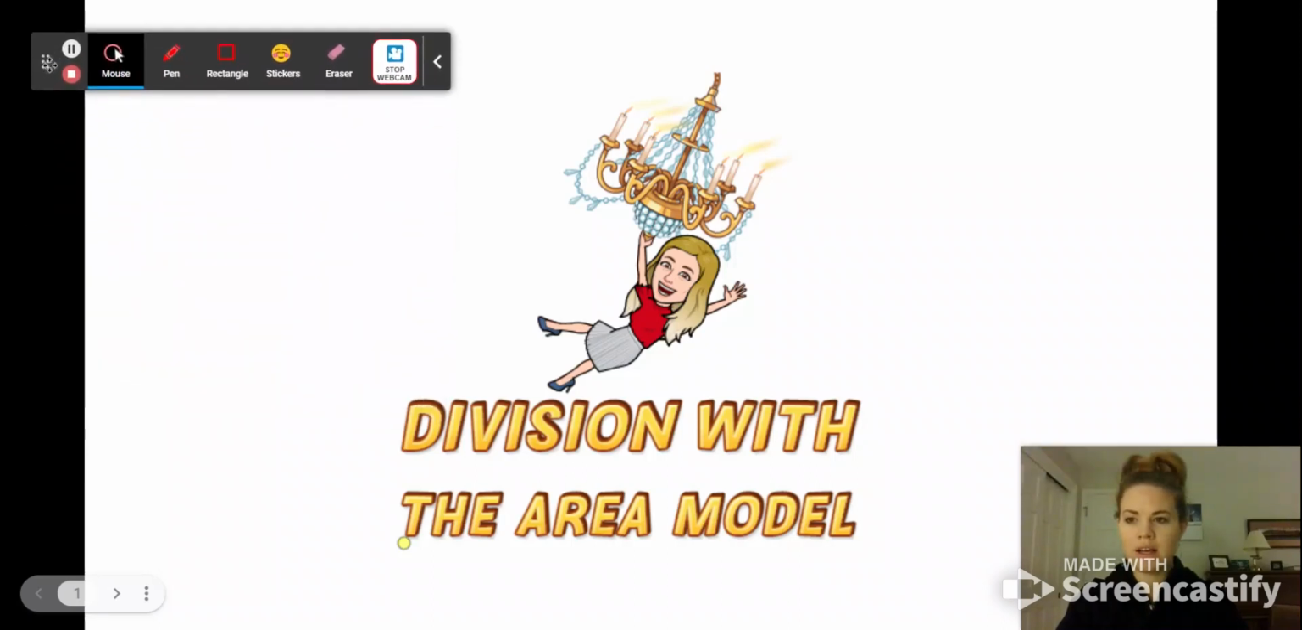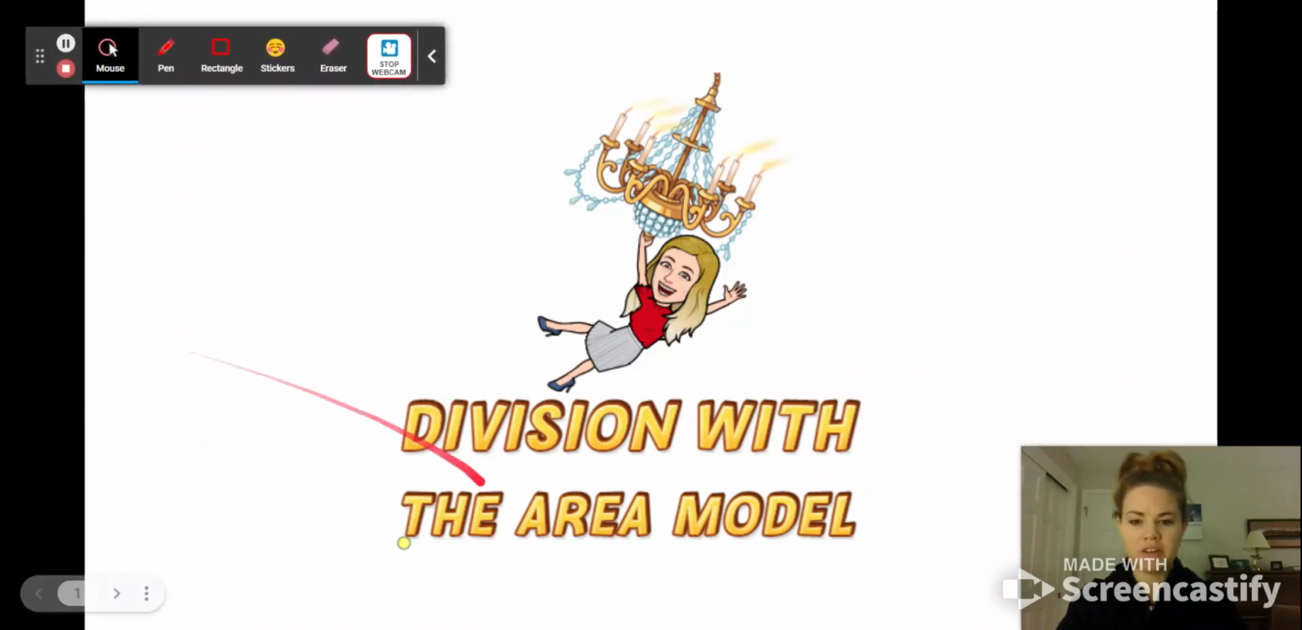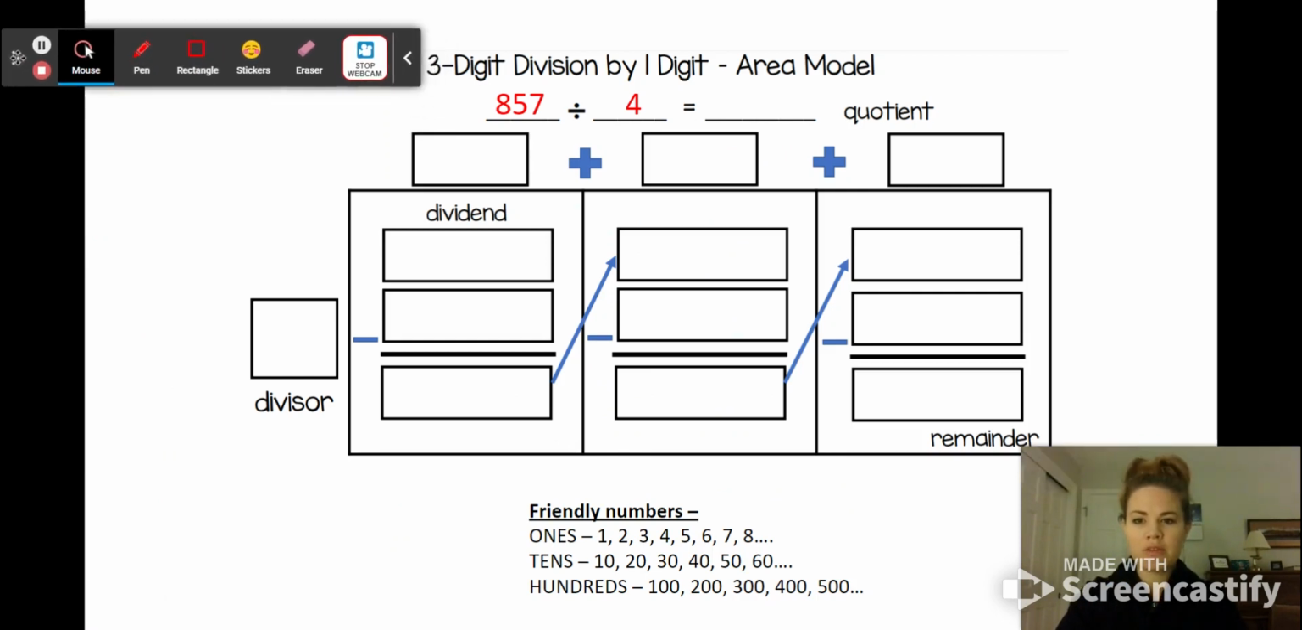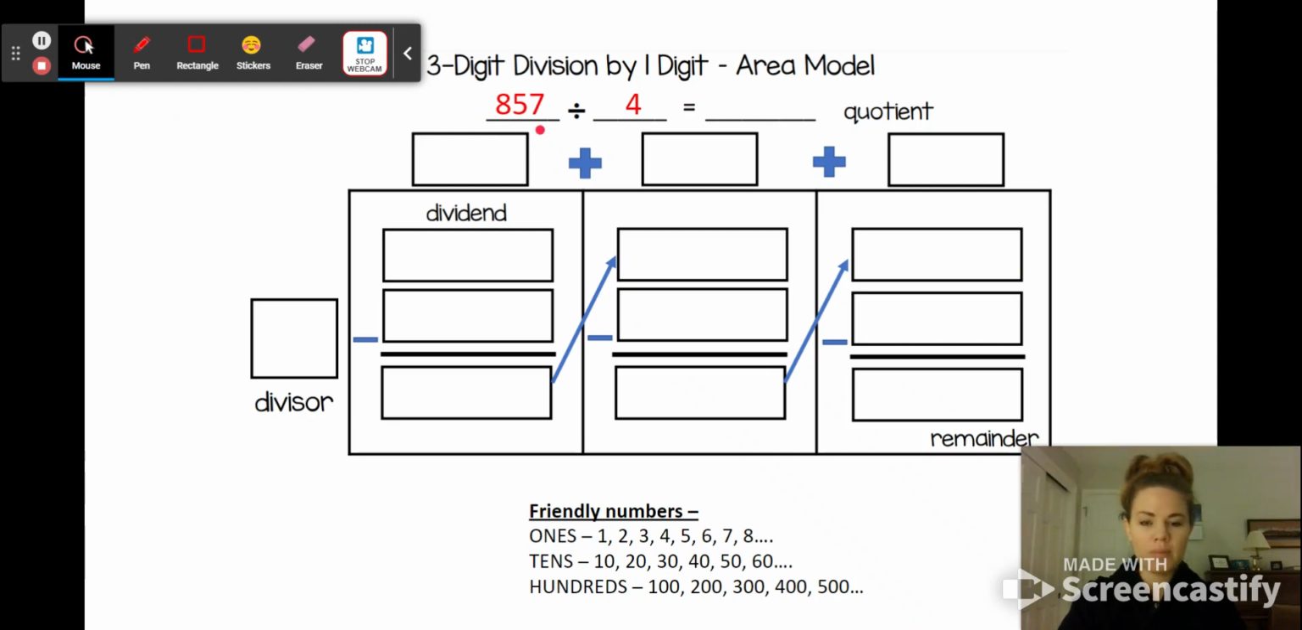Hello and welcome. Today we're going to be talking about division with the area model. We've talked a lot about division and we've talked about the area model, so these things should be familiar to you as we put them together. So with this, we have a 3-digit by 1-digit area model right here to help us with division. Our problem is 857 divided by 4.